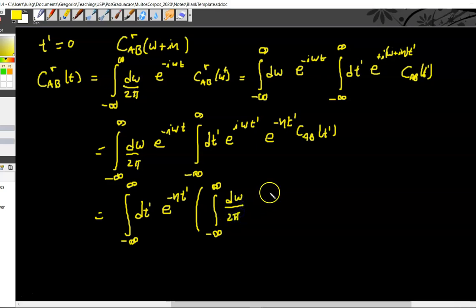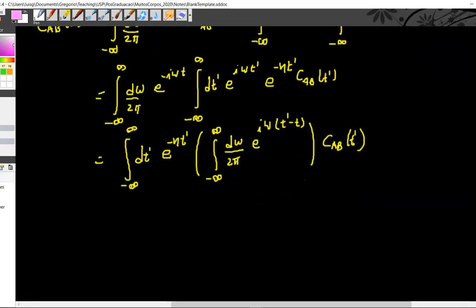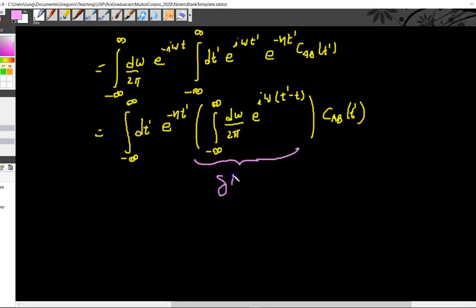And now I'll write the integral in omega to e I omega t prime minus t CAB of t prime. And this is just a representation for the delta function, delta of t minus t prime minus t. So this then would be e minus eta t times, oh, not t prime, t, CAB of t, which goes to zero at longer times, right?